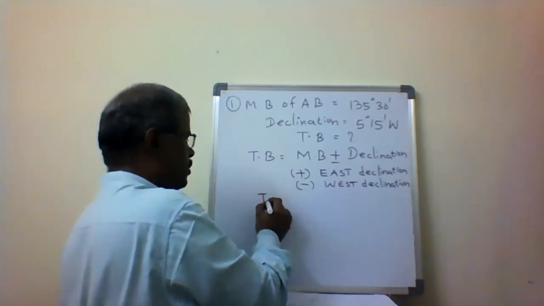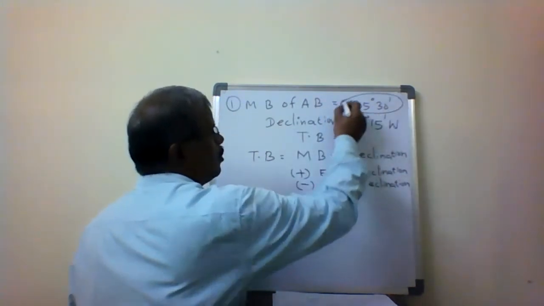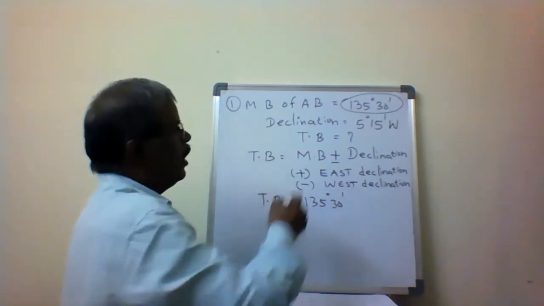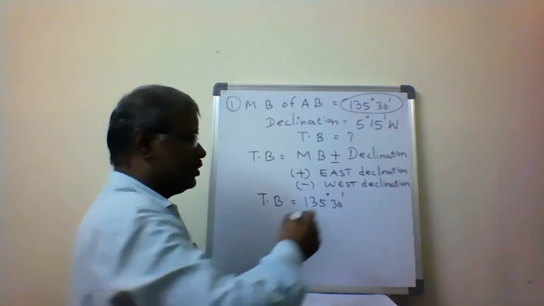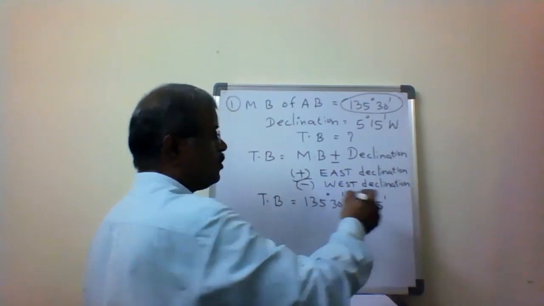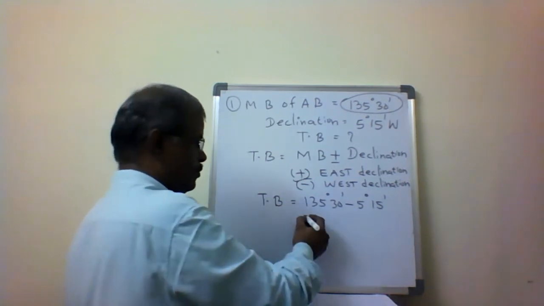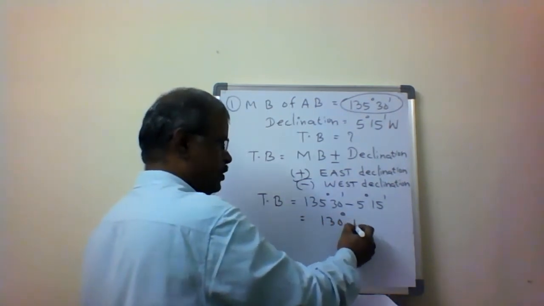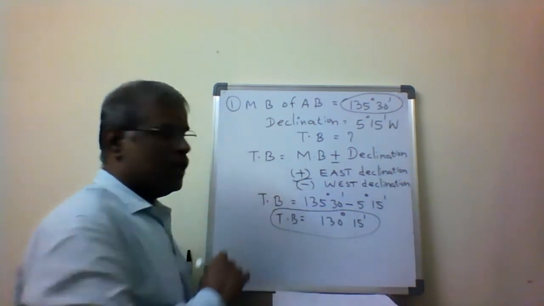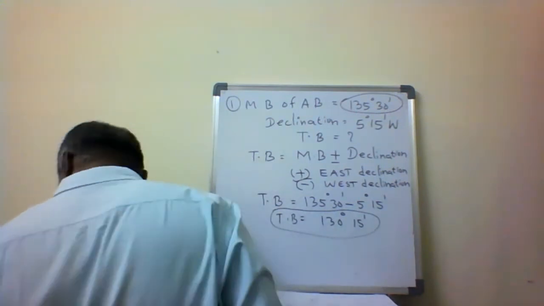So now the true bearing equals the magnetic bearing, 135 degrees 30 minutes, and since the declination is given as west, we use a minus sign with 5 degrees 15 minutes. Then 130 degrees 15 minutes is the true bearing. So we can use the formula directly, or otherwise use the diagram.